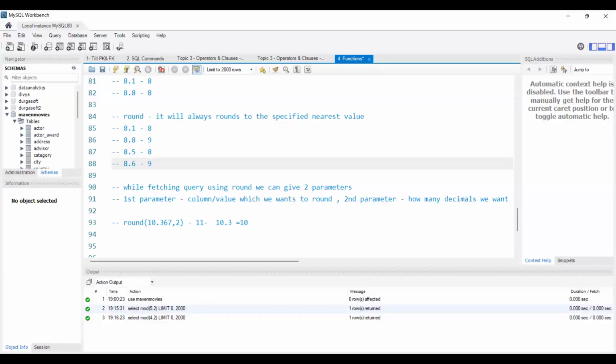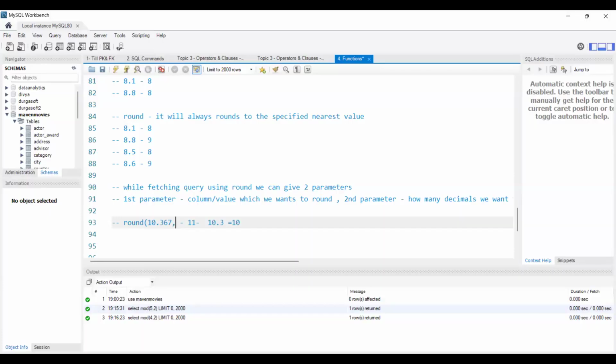In addition to this, in round we can also use two parameters. If I have more than one digit after the decimal point, here I have only one digit, so I'm just rounding it according to the number after my decimal point. But if you observe, here I have 3 decimals. If I don't use any other parameter, directly my answer would be 10, because after the point I have only 3. 3 is less than 6, right?